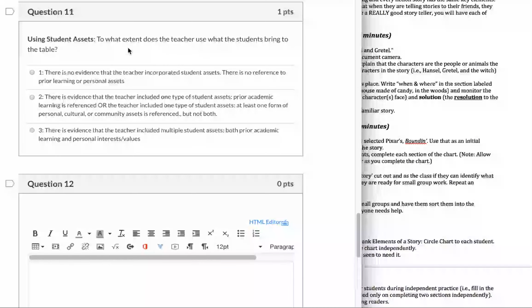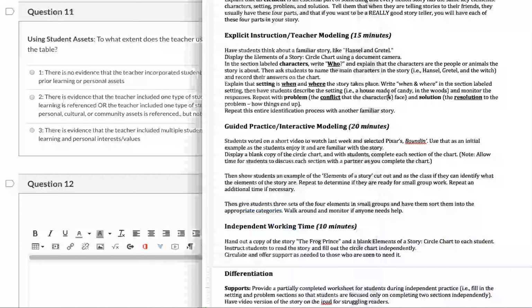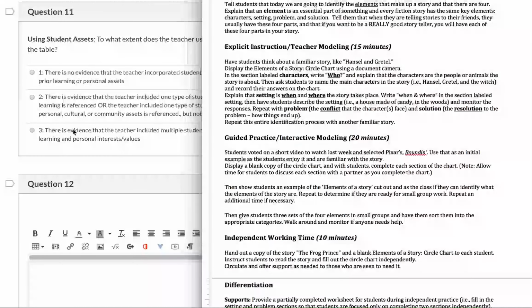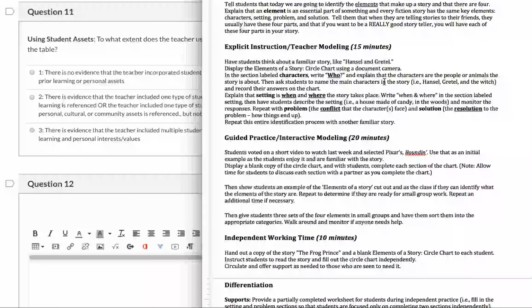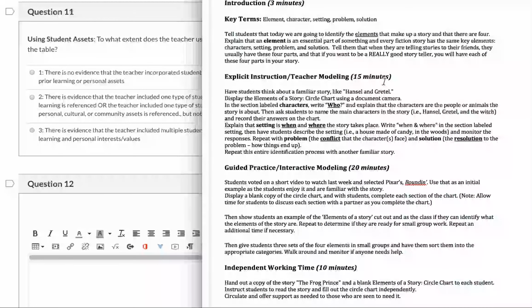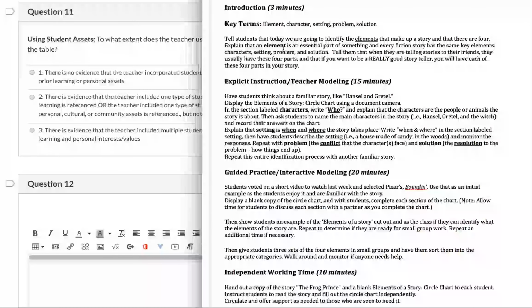Question 11, using student assets. To what extent does the teacher use what the students bring to the table? So here we are looking for prior learning and personal assets. She definitely uses personal assets, but the question is, does she use previous learning? Is there a mention of what they have learned before? When we're talking about the key terms in the initial explanation, she's not really drawing on previous lessons.